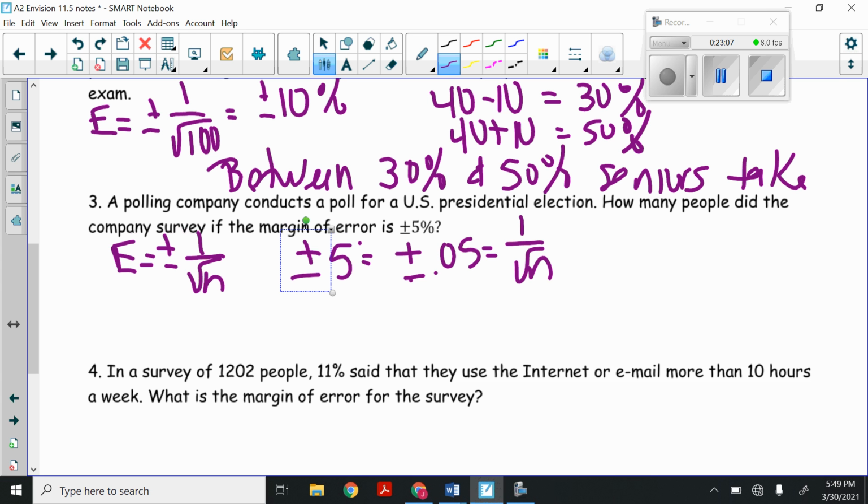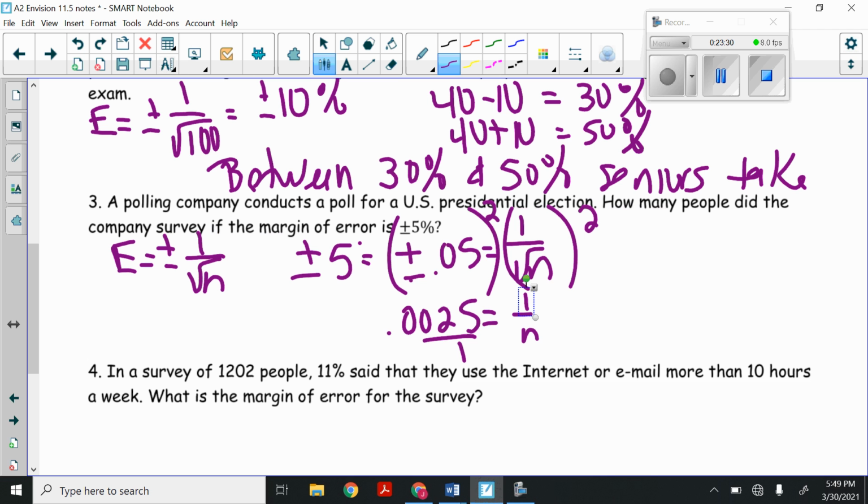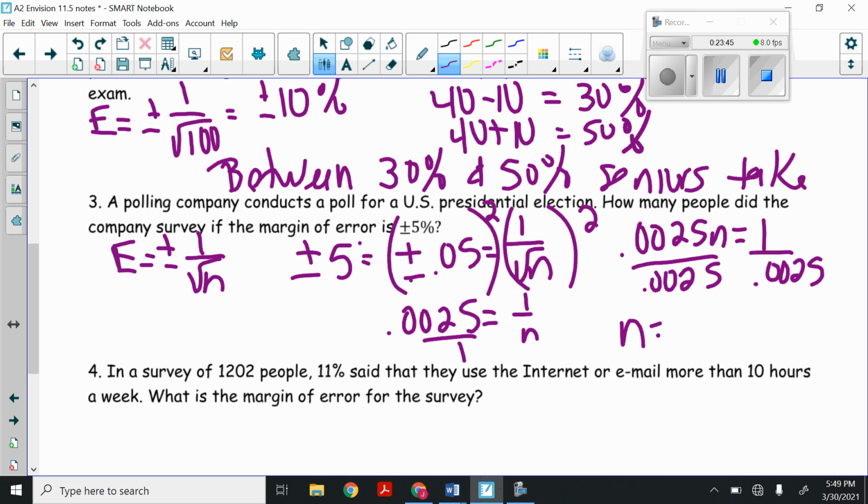We want to solve this to get n by itself. I need to get rid of the radical. It's a square root, so I'm going to square that. So plus or minus 0.05 quantity squared. The plus or minus goes away. 0.05 squared gives me 0.0025 equals 1 over n. This is a proportion, cross multiply, so I get 0.0025 n equals 1. I'm trying to solve for n, divide by 0.0025. And we find that n is equal to 400 people.